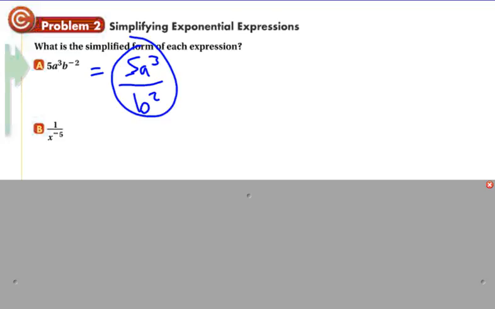We're going to do the same thing with the next one. The thing here is the x to the negative fifth is on the bottom already. So again, then we just flip it to the top. Do the reciprocal. So it's going to be x to the positive fifth power over 1, or just x to the fifth power.